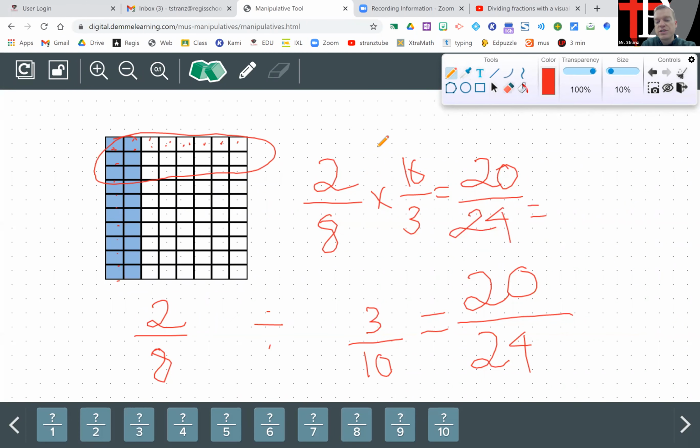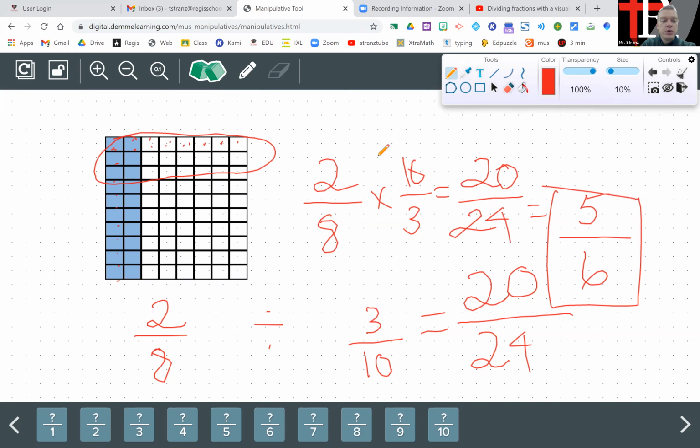If your teacher wants you to simplify it, we can simplify by looking at what common number is going to go into 20 and 24. Well, we know 4 does, right? 4 goes into 20 5 times, and 4 goes into 24 6 times. So your simplified answer would be 5/6.